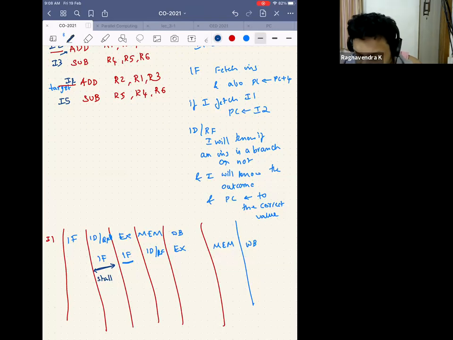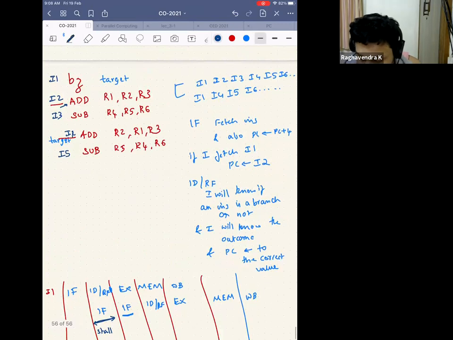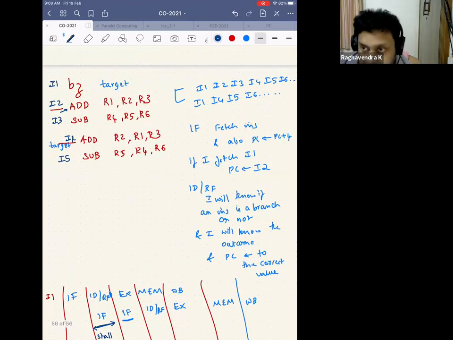Okay, so for people who have come again, since we have started the recording again, we are just discussing the branch instructions and how the pipeline handles this branch instruction.